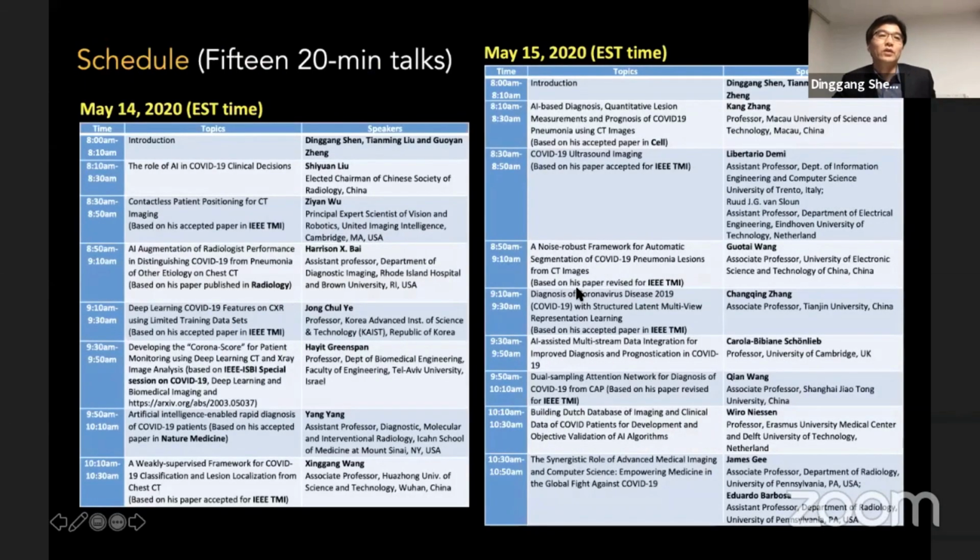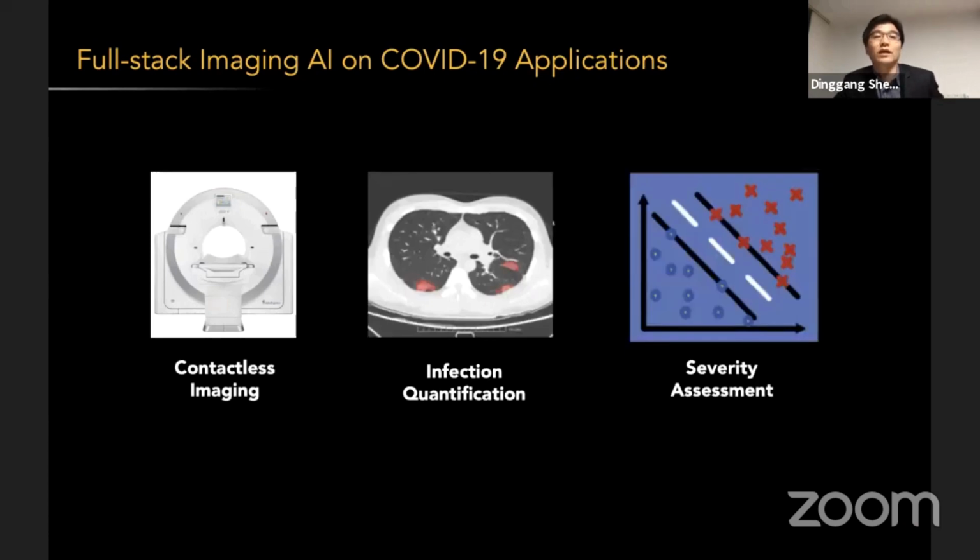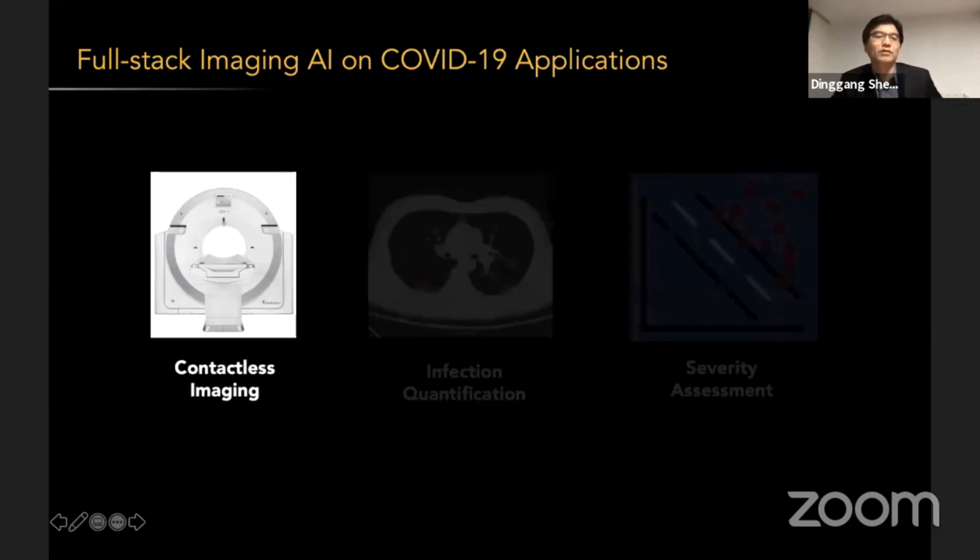So basically today, we are going to have seven 20-minute talks, and tomorrow we are going to have eight 20-minute talks. In the next couple of slides, I will show how full-stack imaging AI can be applied to COVID-19 applications. AI can be used for contactless imaging to protect the technician from infection by COVID-19. After we acquire the images, AI can be developed to quantify infections. All the quantified infections can be used to assess the severity. I will talk about them one by one very briefly in the next couple of slides.